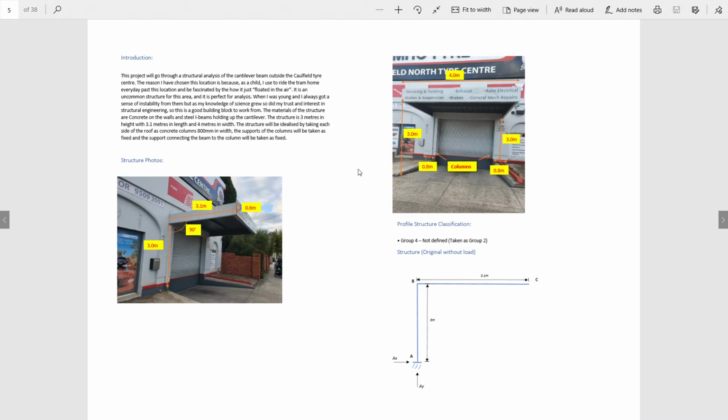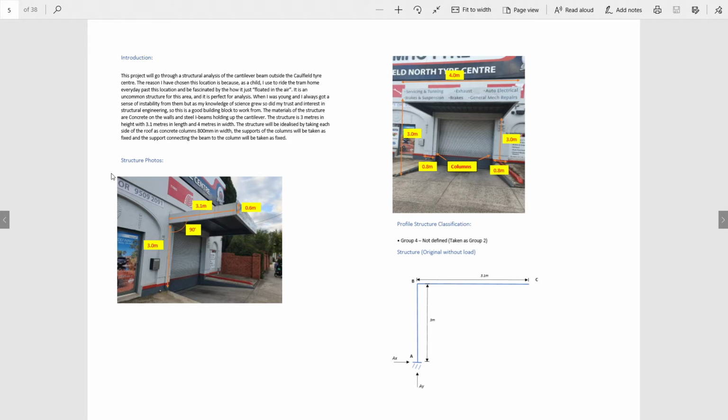Right, an introduction. Why have I chosen this structure? First of all, just to go over the structure. We've got a service center here. It's basically mechanics. And we've got a cantilever roof going off the top here, 3 meters high. And why have I chosen this one specifically?